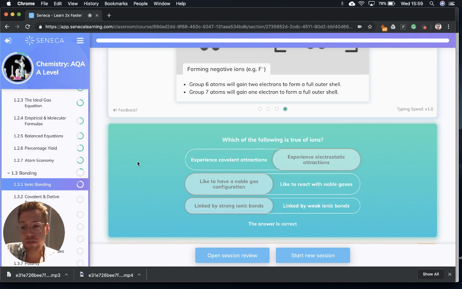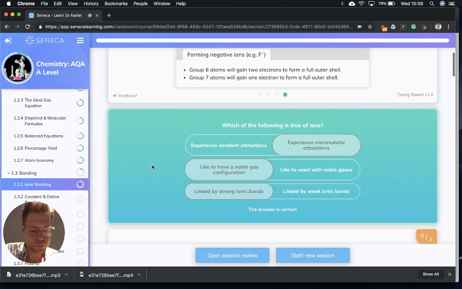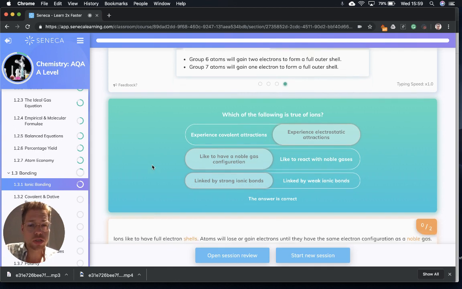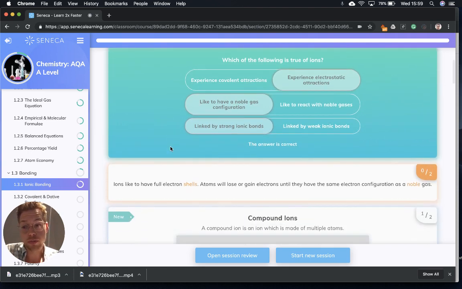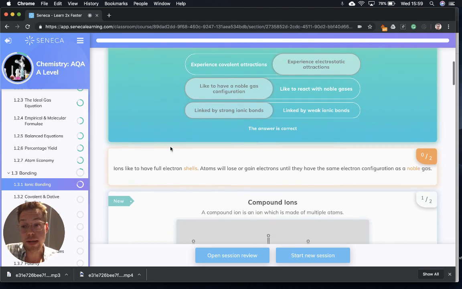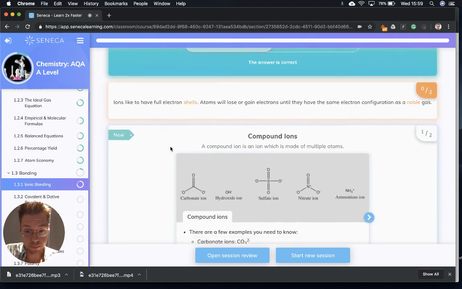So, which of the following are true about ions? Do they have covalent attractions? I hope you've been listening. They have electrostatic attractions, not covalent. Do they want to react with noble gases? No, they don't. They want to have a noble gas configuration. And remember, ionic bonds are strong. They're stronger than intermolecular forces, but they're not as strong as most covalent bonds.